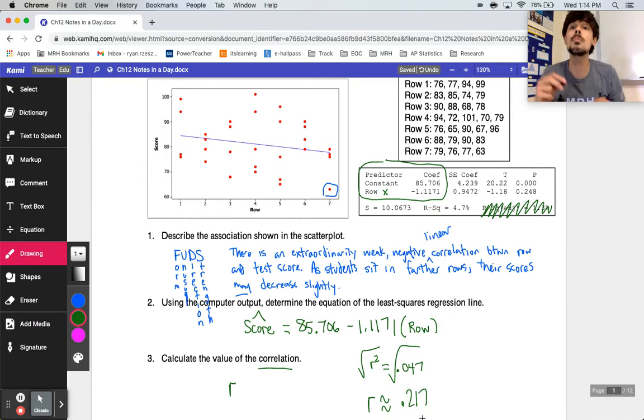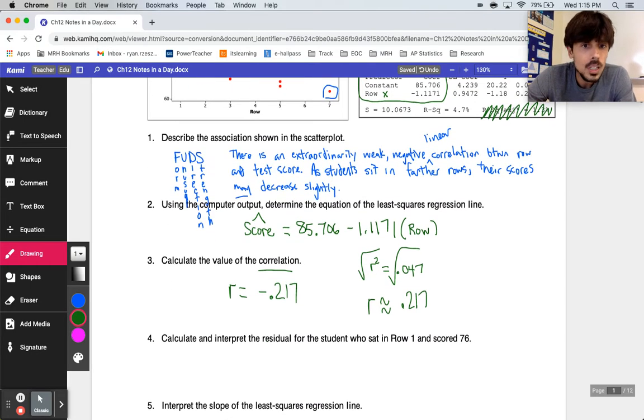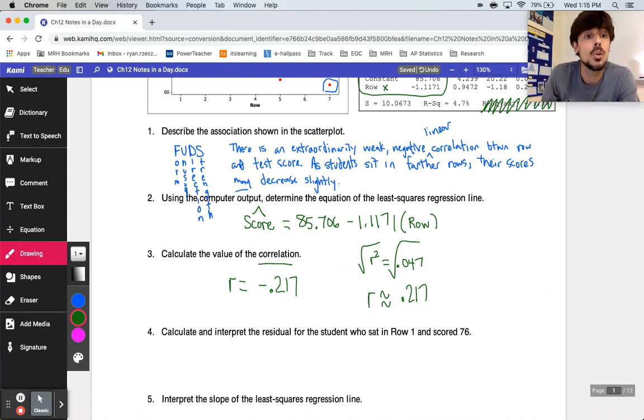But you have to remember to look at the problem and decide if R is positive or negative. In this particular problem, it is a negative line of best fit. My slope is negative. So I need to remember to make my R a negative value. So R is about negative 0.2, which is in the very weak category. So that's my correlation.